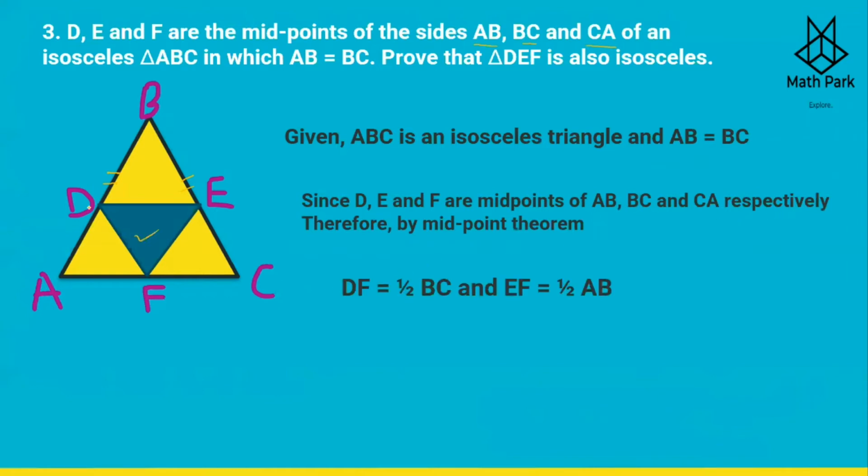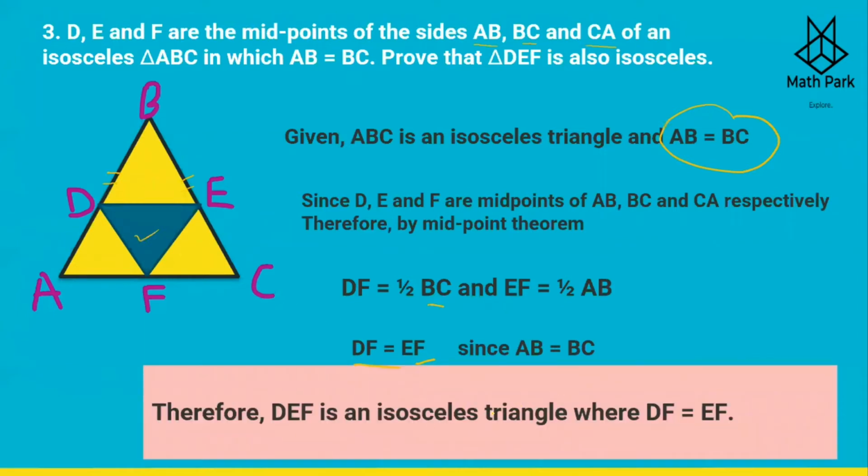So by midpoint theorem, you get DF is equal to half of BC and EF is equal to half of AB. But we know that AB is equal to BC. So therefore, you get DF is equal to EF. Now, when we know that two sides of a triangle are equal, then it becomes an isosceles triangle. This is how we have proved that DEF is an isosceles triangle.